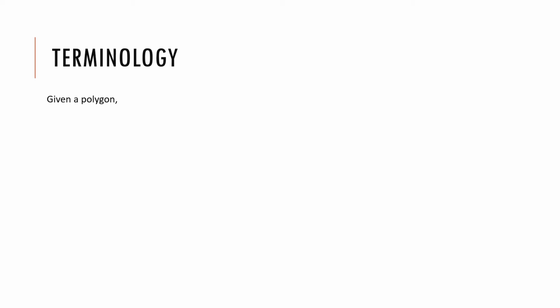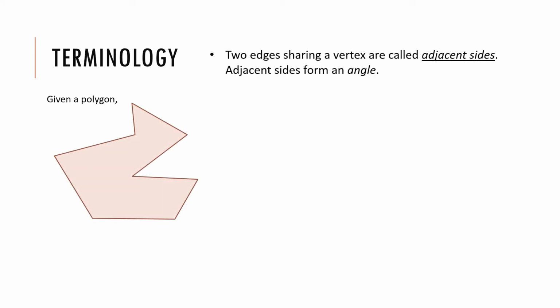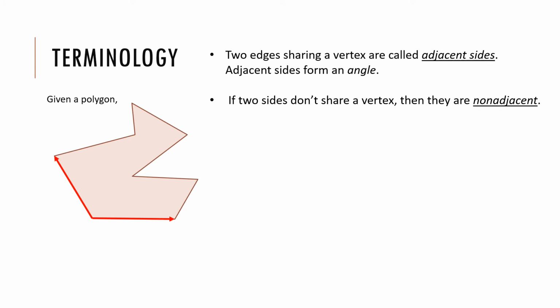And when we're describing things, we need to prescribe how they're positioned relative to each other. So given a polygon like this, when you have 2 edges sharing a vertex, we call them adjacent sides. Adjacent here means they're neighboring or touching. Obviously, when you have 2 sides sharing a vertex, they form an angle. If 2 sides don't share a vertex, on the other hand, then they are non-adjacent.